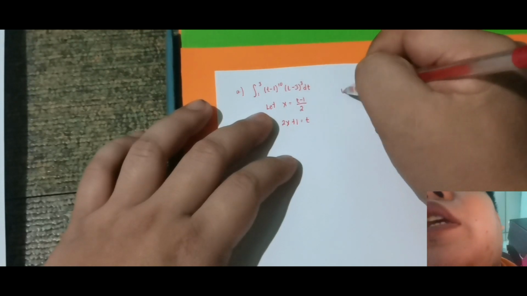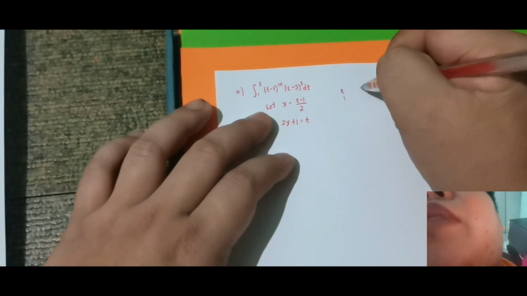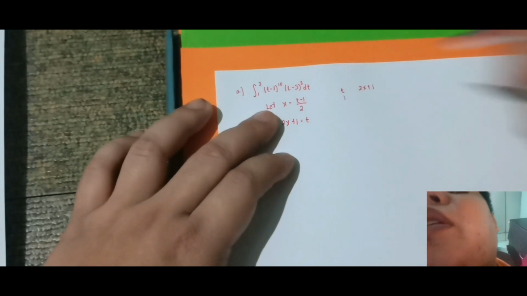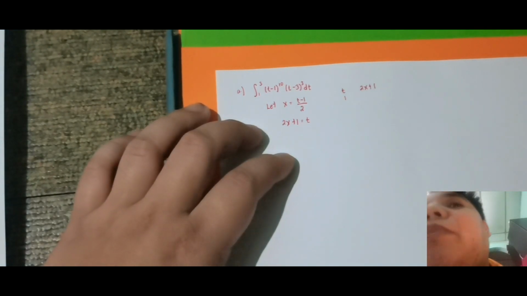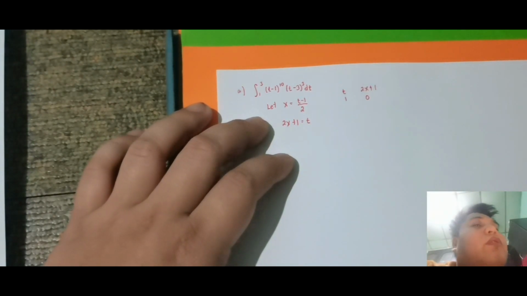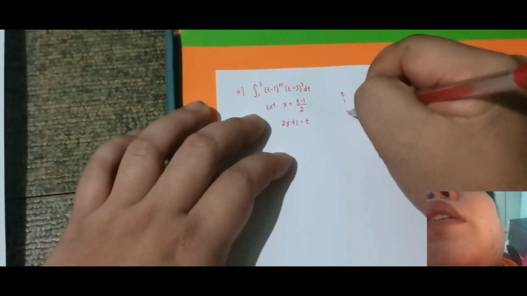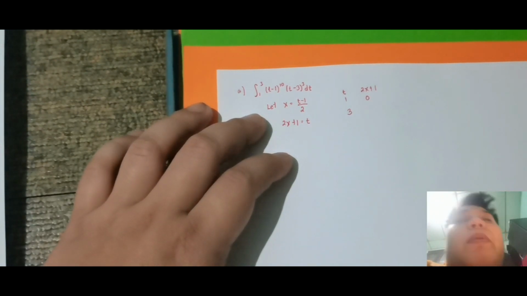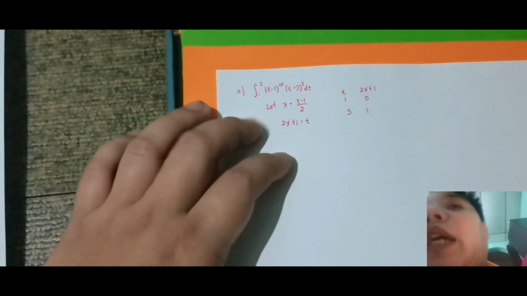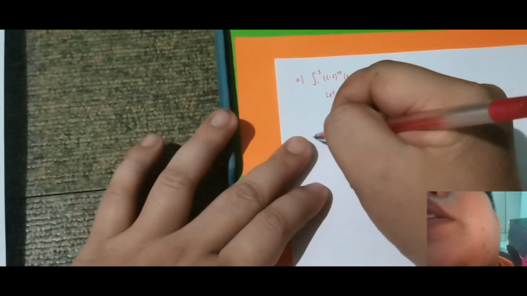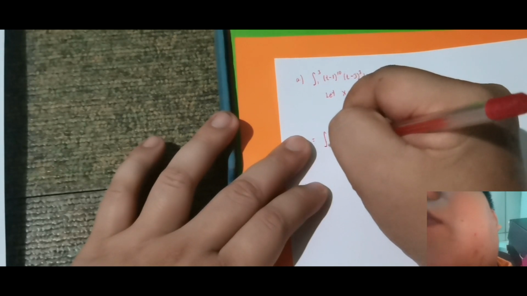Kung yung t is 1, ano dapat value ng x sa 2x plus 1 para siya mag 1? So dapat ang value ng x is 0. Next is kung yung t is 3, ano dapat value ng x para yung 2x plus 1 is 3? So dapat siya ay 1. So okay tayo sa boundary. So sa boundary, mangyayari this is just equal sa integral from 0 to 1.